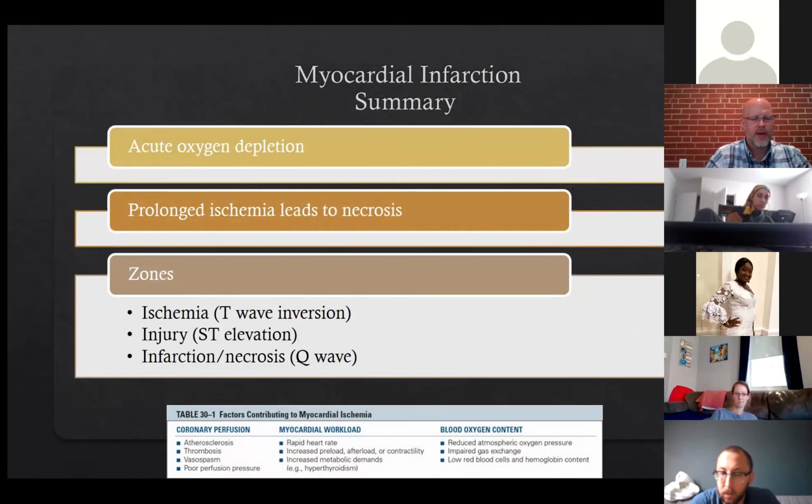So a summary, we've got acute oxygen depletion, which is causing the issue with the pain and the heart attack. Prolonged ischemia can lead to necrosis. We've got 3 zones, the ischemia, injury, and infarction. And here I have the T waves associated with the ischemia, ST elevation with injury, and Q wave is associated with an infarction.